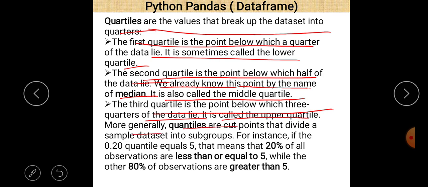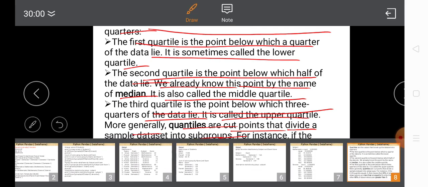More generally, quartiles are cut points that divide the sample dataset into subgroups. For instance, if the 0.20 quartile equals 5, it is very important. 0.2 quartile equal to 5 means 20% of all observations are less than or equal to 5. While the other, it means 100 minus 20, means 80%. 80% of the observations are greater than 5.